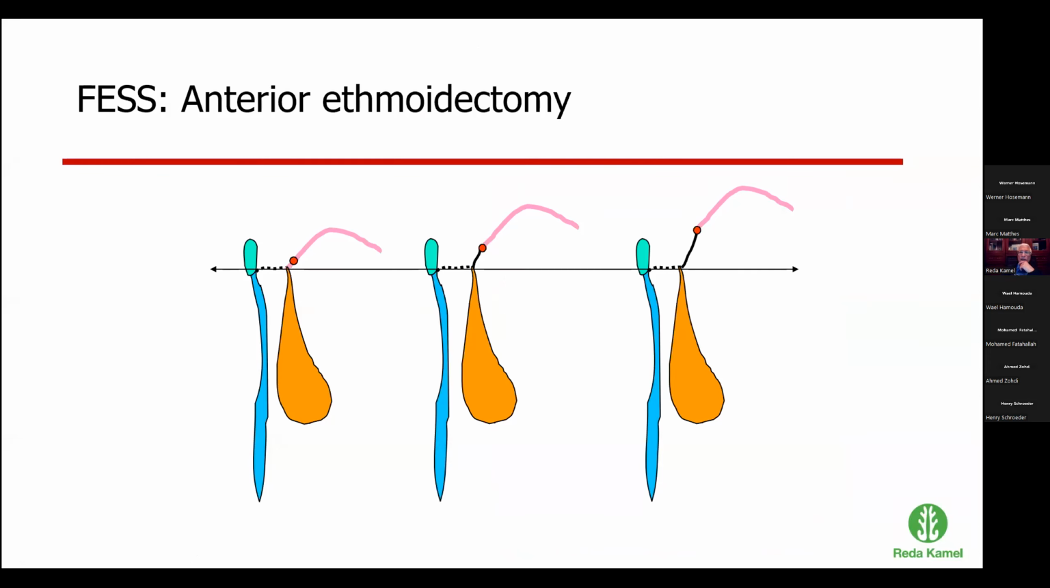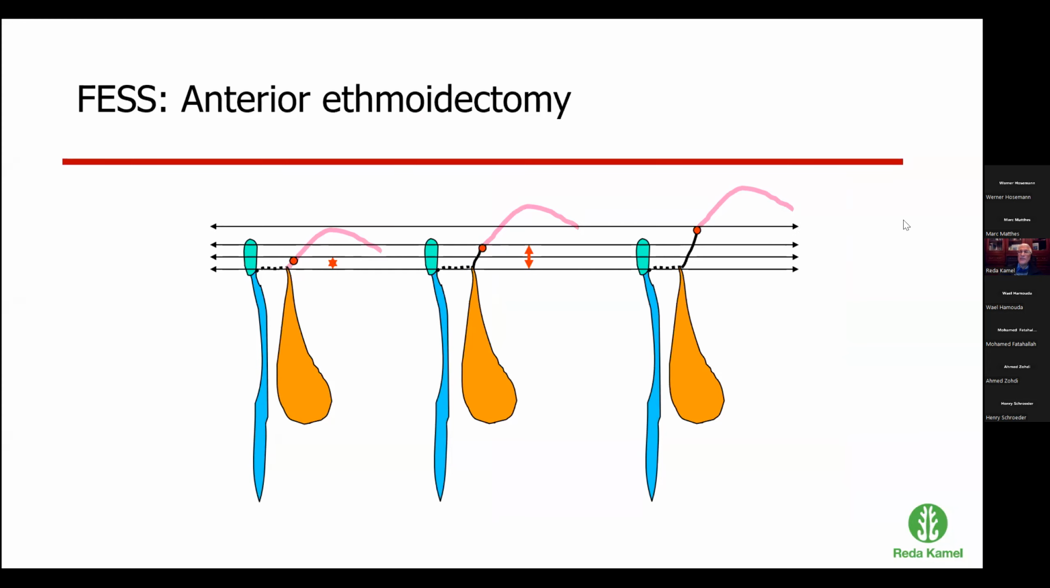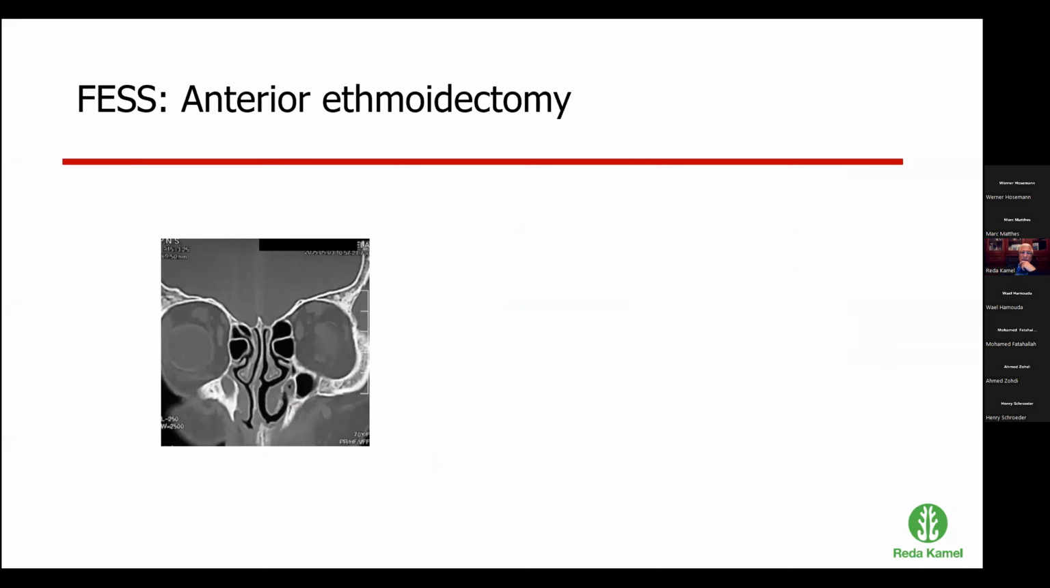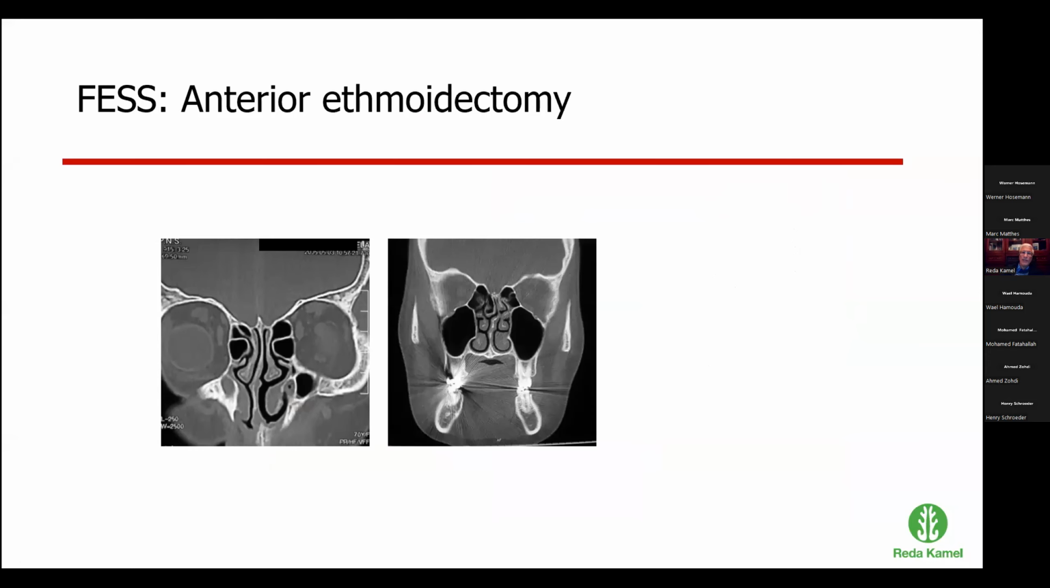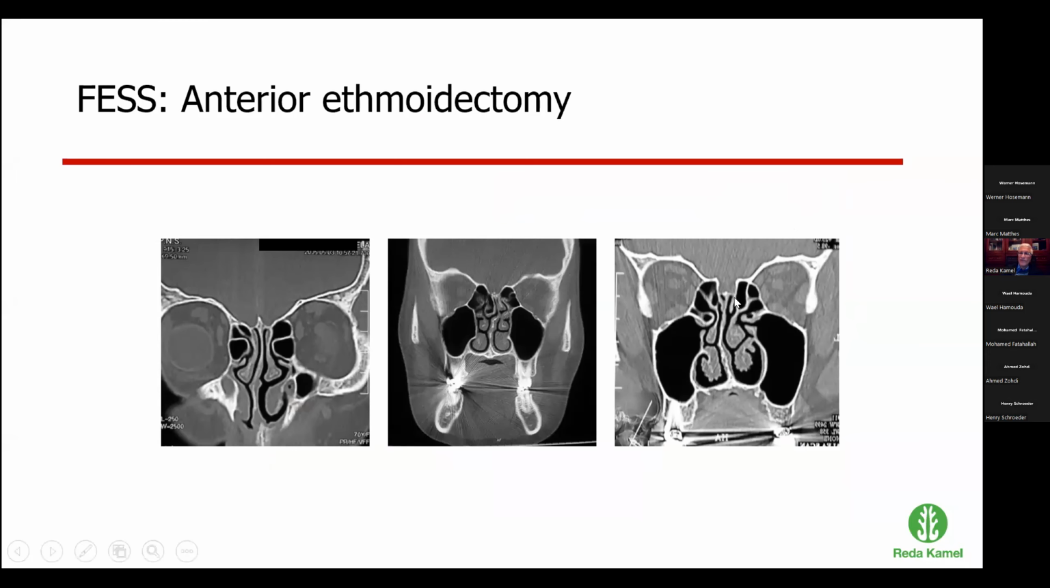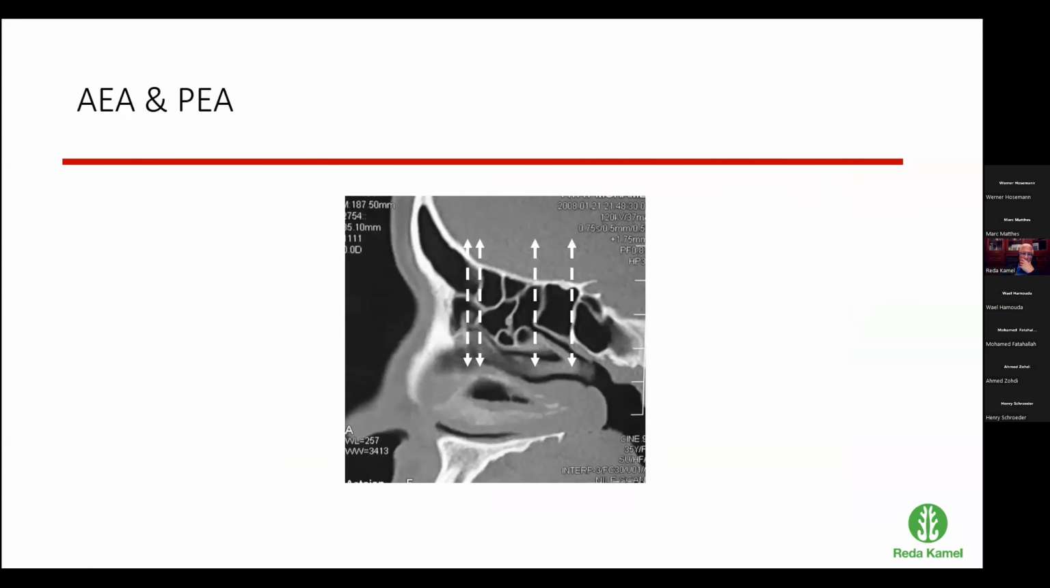One should be aware that the lateral lamella may be up to 3 millimeters, up to 7 millimeters, and up to 13 millimeters. In such a case, it's very liable to insult during any maneuver up there. One should be very careful. Here we have the type 1, type 2, or the very long lateral lamella. Again, the anterior ethmoid artery, the posterior ethmoid artery.